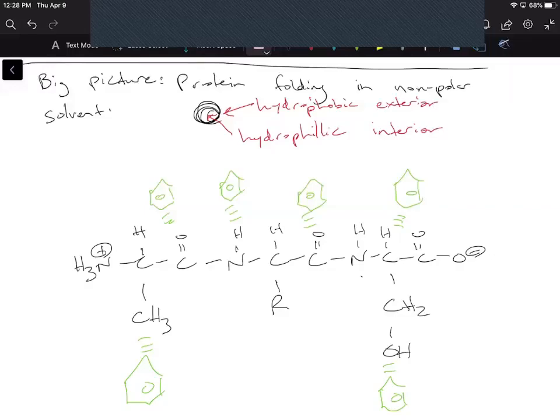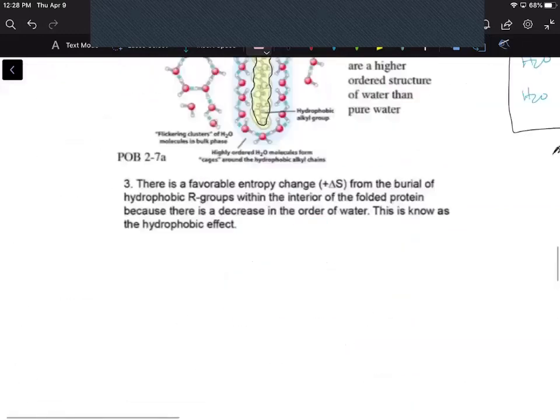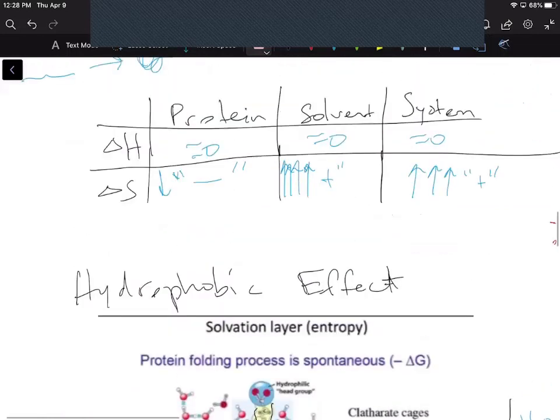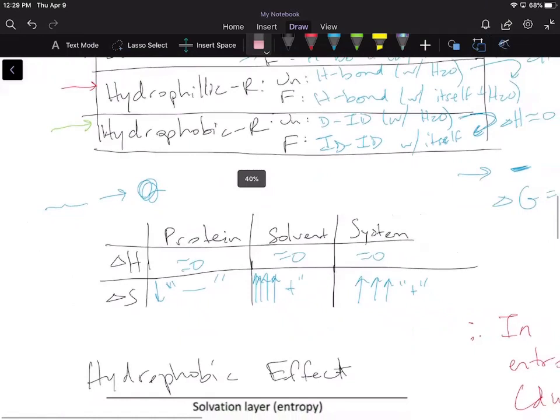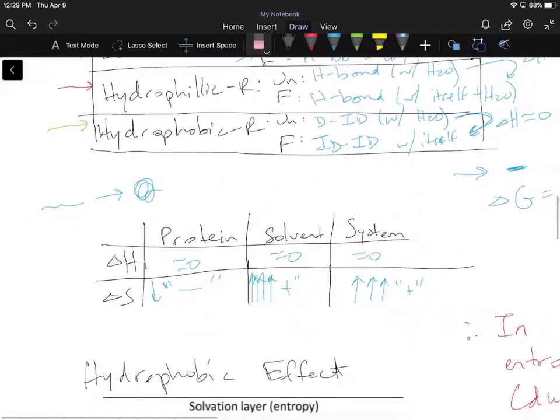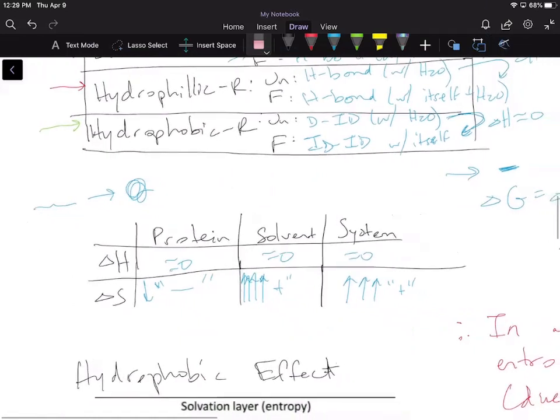Okay, so in the previous video, we talked about protein folding in a polar environment. And we said that in a polar environment, the thing that's driving protein folding is the hydrophobic effect, or the entropy. So now what we're going to do is look at protein folding in a nonpolar solvent, okay?